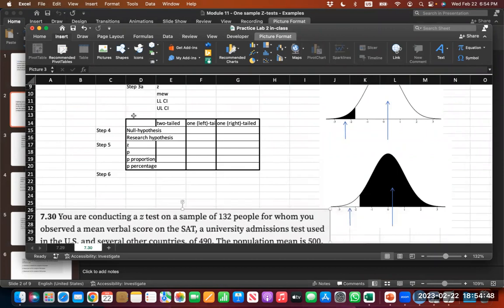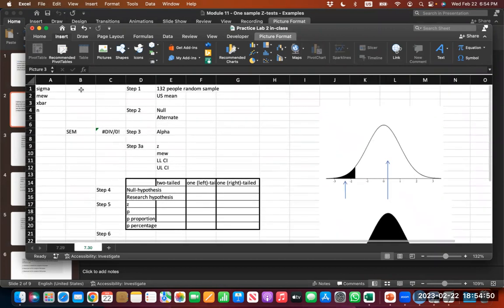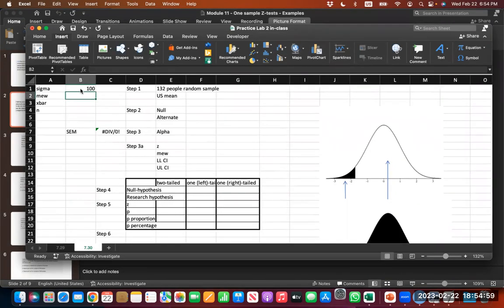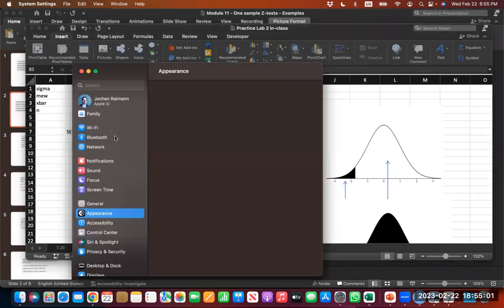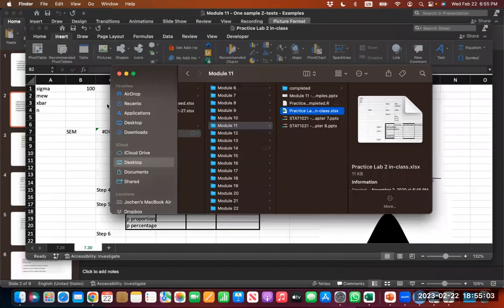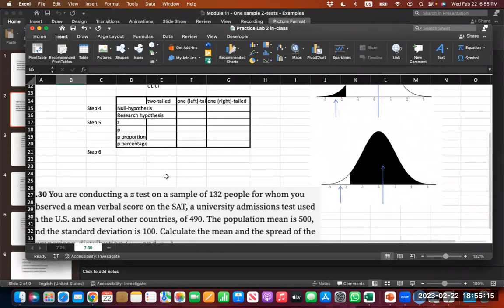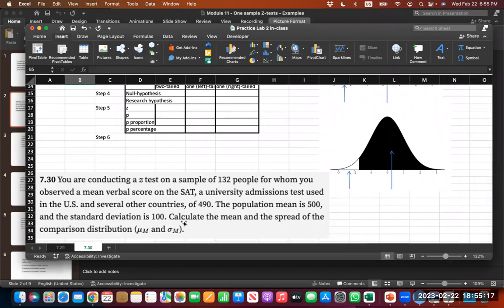So now the values are a little different. So we have now a sigma of 100 again. We have a mu of 500, we have an X bar of 490, and we have an N of 132. So that's the example here, 7.30, with last time, 490, 500, standard deviation 100.